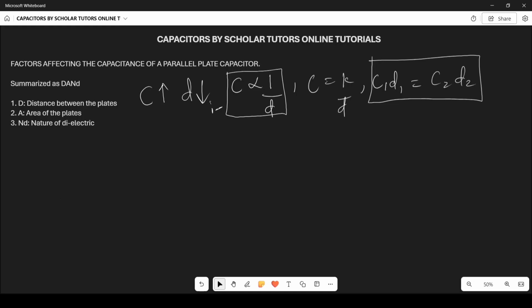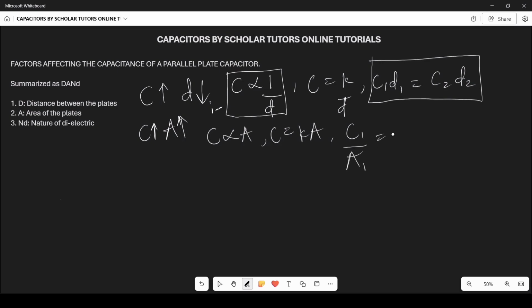Now let's go to area of the plate. Capacitance increases with increase in the area or the size of the plate. That means they are directly related. It means as C increases, area also increases. We can say C is directly proportional to A, so C is equal to KA, and C1 over A1 is equal to C2 over A2. You should take note of this relation. Let's call this one equation 2. We're trying to get to something here.